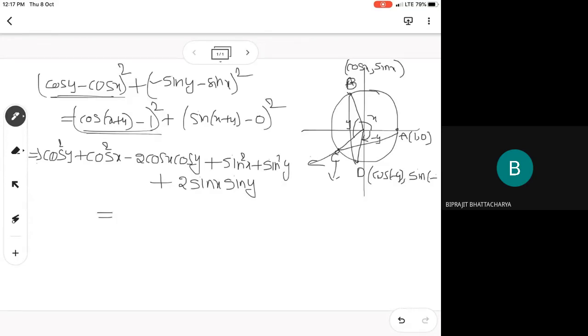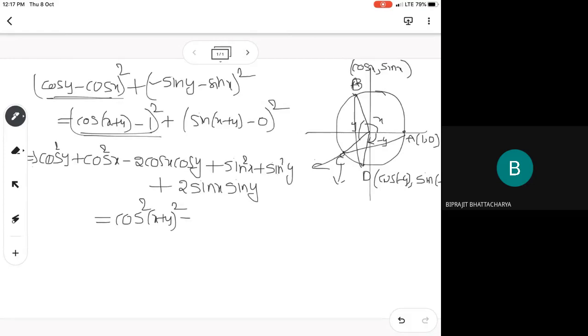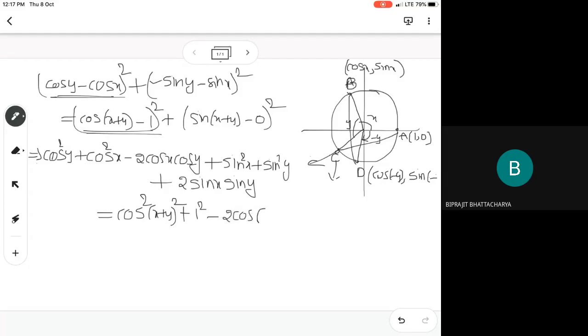Next expansion, what do you get here? In this expansion, you are going to get cos square (X plus Y) plus 1 square minus 2 cos (X plus Y) plus sin square (X plus Y). And if you observe properly, you are having cos square Y and sin square Y. That value is equal to 1, plus cos square X and sin square X, which also equals 1.